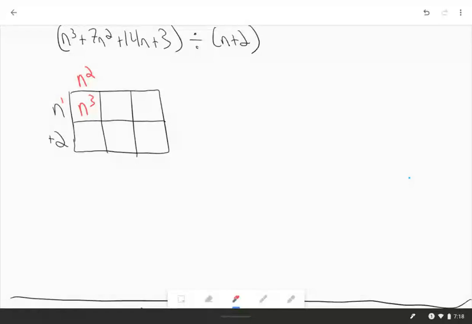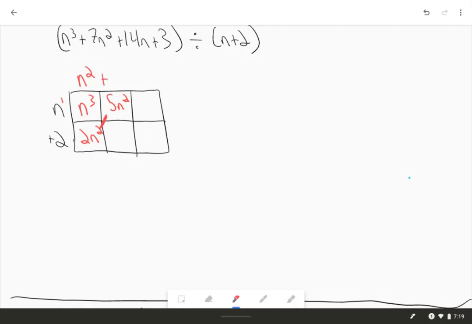So I'm going to go ahead and finish out the column. So n times n squared is n cubed. 2 times n squared is 2n squared. Now I'm going to look at this diagonal here. I need 7n squared up here. So to get 7n squared, that means I need to have 5n squared here, because 5 plus 2n squared equals 7n squared.